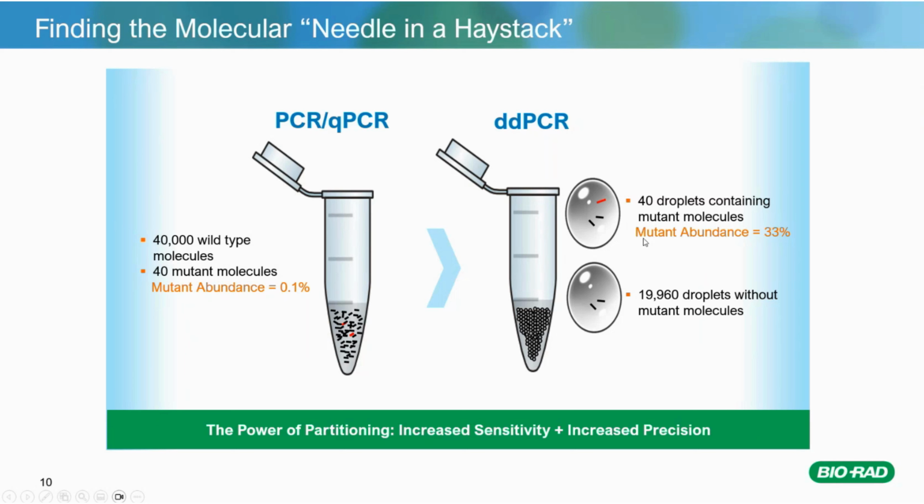Now, if you ran that same experiment again in Droplet Digital PCR, you would have 40 droplets that contained those mutant molecules, which would mean you would have a 33% chance of detecting them. 33% chance, because remember, each of those droplets is checked one at a time, at least in ddPCR, and analyzed one at a time. So your likelihood of detecting is 33%. So you can see that partitioning really has drastically increased the sensitivity and the precision of the technology, and that's where its biggest benefit is.